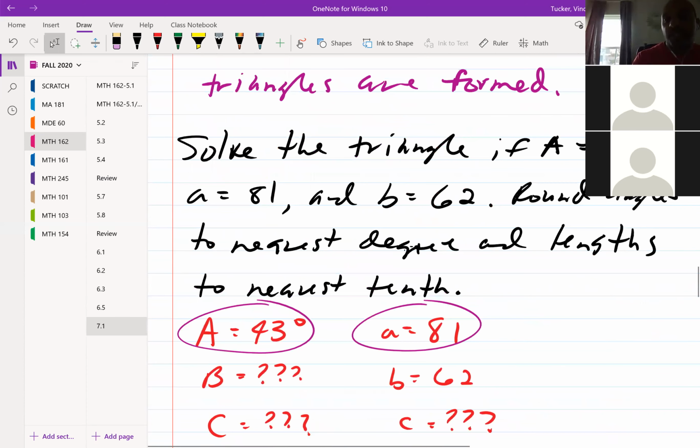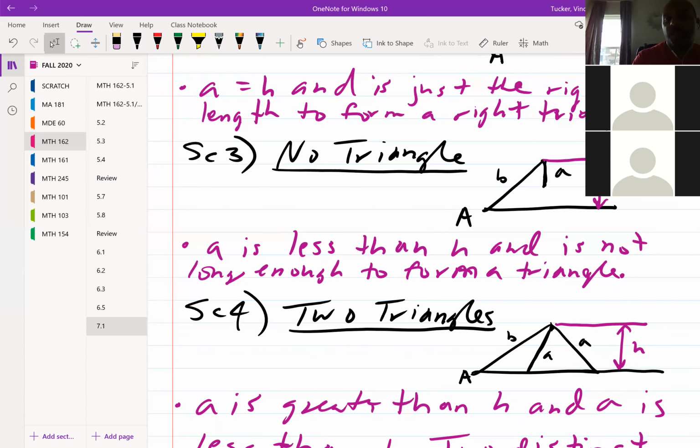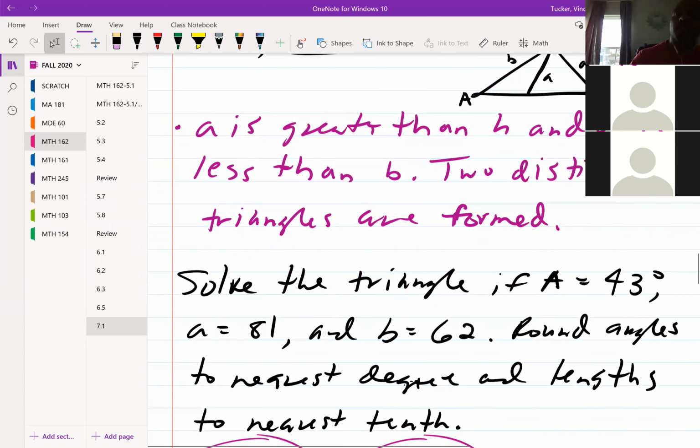If A is equal to H, then you'll get a right triangle. If A is less than H, then you're not going to get a triangle at all. And then this one, which is our last scenario: if A is greater than H, but A is less than B, then you should get two different triangles. So let's go ahead and put that test into action.